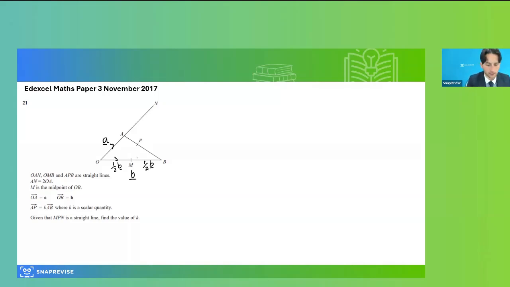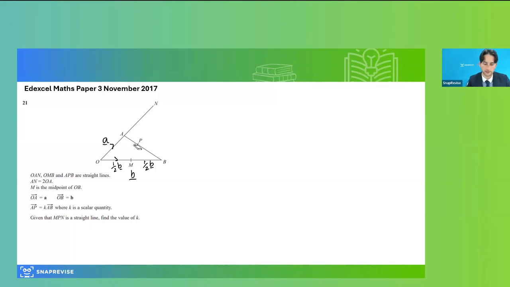And it says A to P is K lots of AB. So it's saying that this is some stretch of AB. Can everyone see that K must be a decimal or a fraction? Because AP is smaller than AB, I've shrunk it, so K needs to be less than 1. This might be a half or a fifth or something, but K is a stretch of this that shrinks it down onto this. So AP is K lots of AB, where K is a scalar that we're trying to find. Given that MPN is a straight line, it asks us to find K.